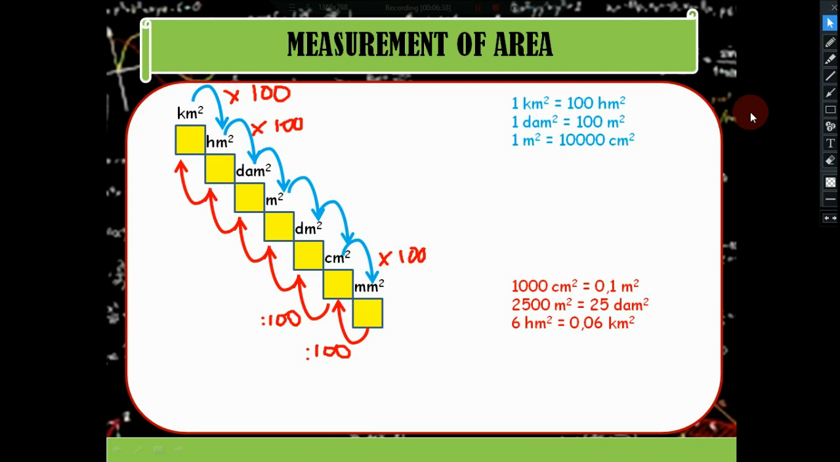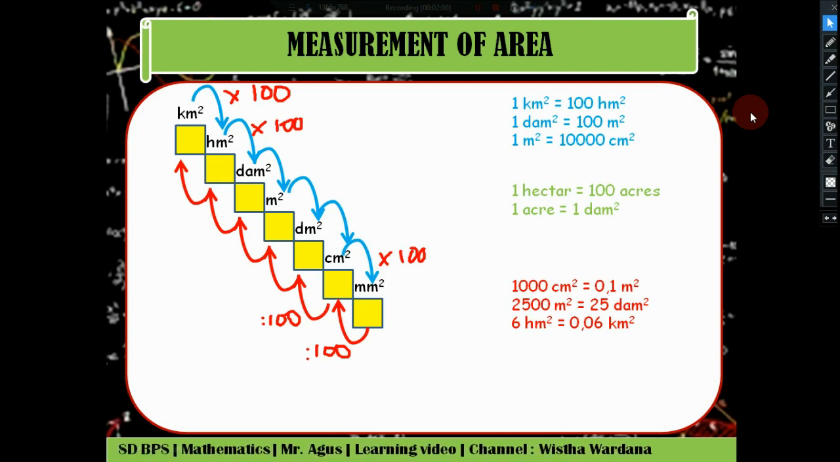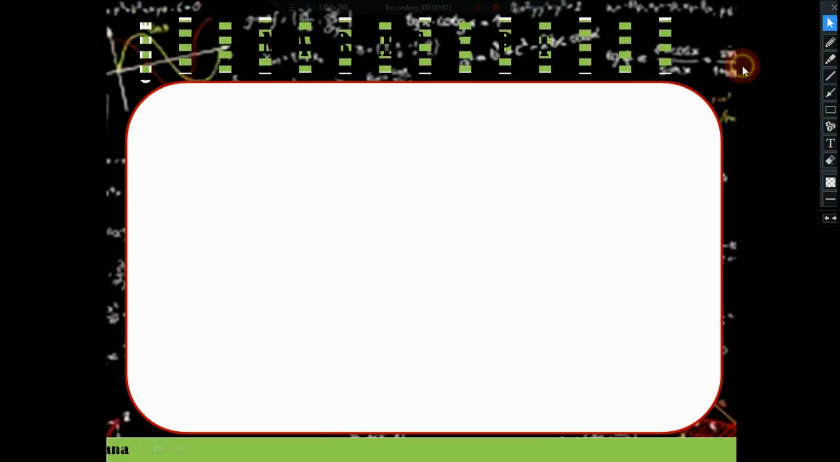Similar like measurement of weight, we have the other measurement to measure the area, not only this one. We have hectare and acre. 1 hectare equal to 100 acres, and 1 acre equal to 1 square of decameter. Remember this one. This is important for you.